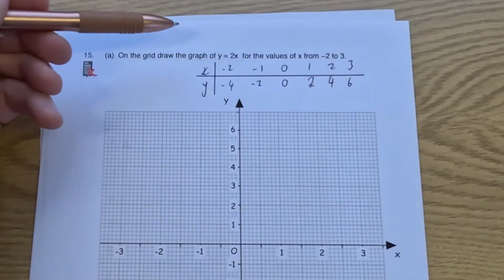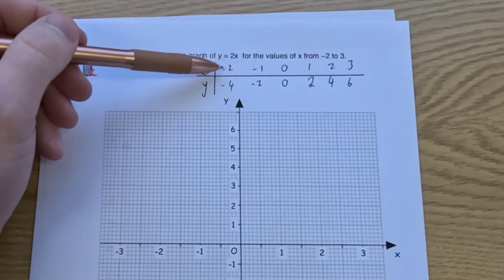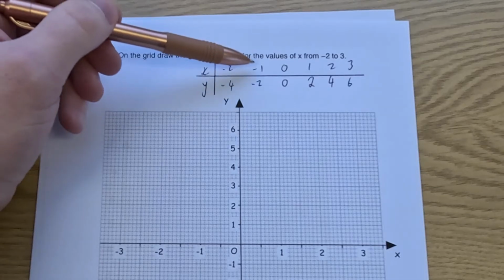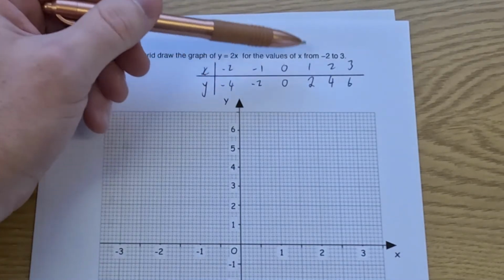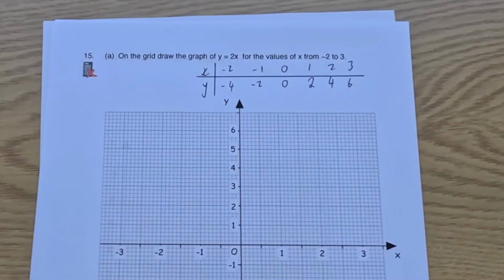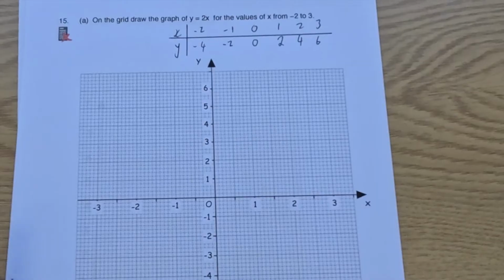So we've got the coordinates of our points. So y equals 2x will pass through the points negative 2, negative 4; negative 1, negative 2; the origin, 0, 0; 1, 2; 2, 4; and 3, 6. So let's plot them. So if we have a look at our grid, we've got our grid here, and we need to plot these points.